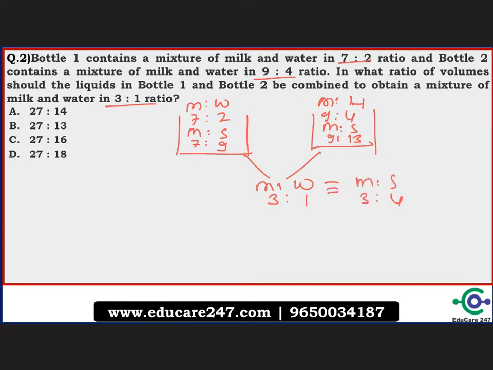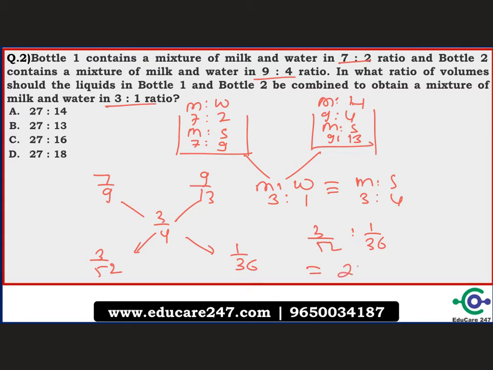Now you just apply simple alligation and find out the ratio in which they should be mixed. So 7:9, 9:13, and 3:4 will come over here. Applying simple alligation, this will be subtracted from this, hence this will be 1 by 36, and this will come out to be 3 by 52. So 3 by 52 is to 1 by 36 is the ratio. When taken, you will get the answer as 27:13. Hence the correct answer to this question is option number B.